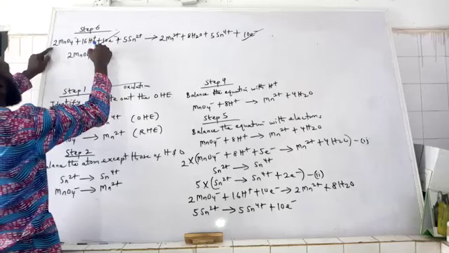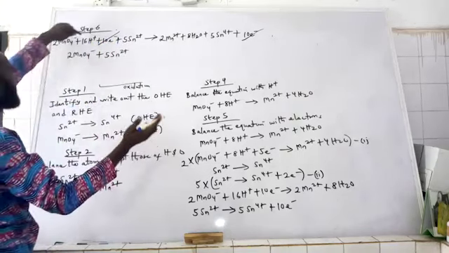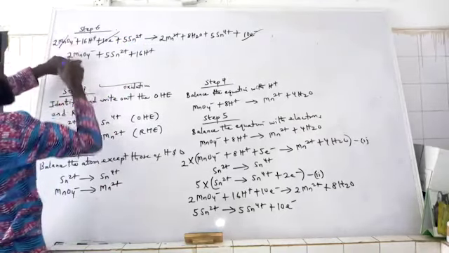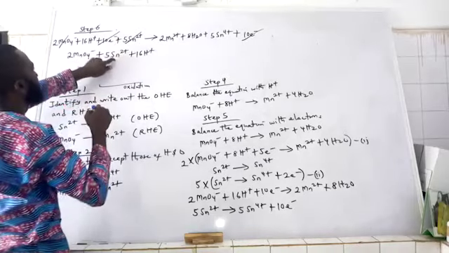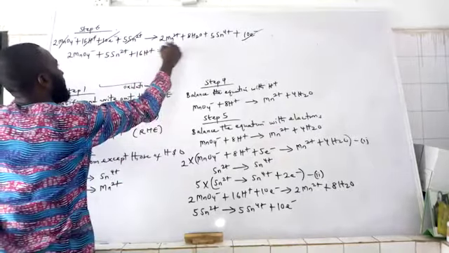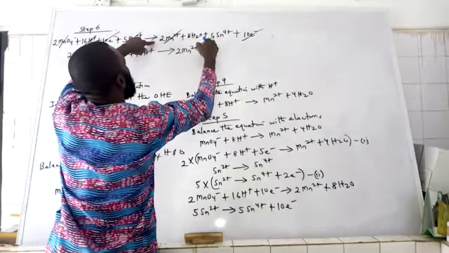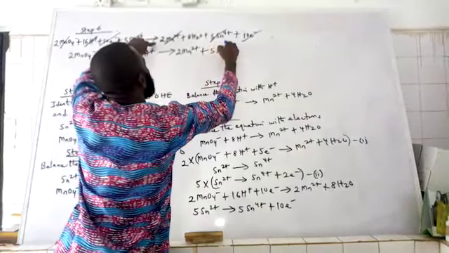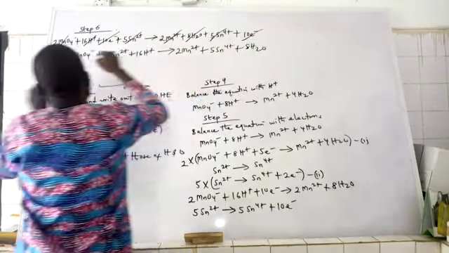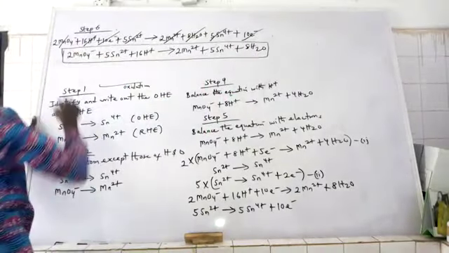So my final equation is now going to be 2MnO4 minus plus 5Sn2 plus, just a bit of rearrangement, then I'll bring my plus 16H plus. Look at 2MnO4 minus, this is it. 5Sn2 plus, this is it. 16H plus, this is it. And this has been used to cancel that out. Okay? And I have my 2Mn2 plus, 5Sn4 plus, then plus 8H2O. So this is the balanced equation.